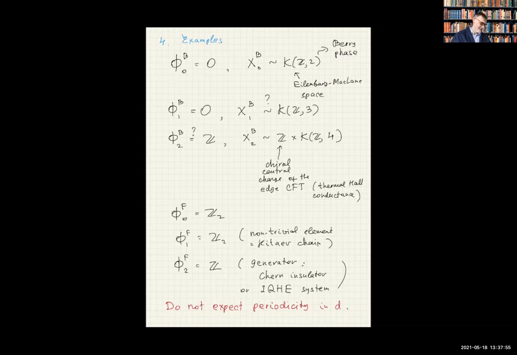In the fermionic case, there's also a Z, but there the generator is known. It's just the Chern insulator with Chern number one, or the integer quantum Hall system. In the bosonic case, nobody has ever properly constructed this E8 phase, which is the generator of this integer. And what is the map between them? Is it multiplication by some integer? By 16, sorry. The charge here is 1/2. In the fermionic case, it's an integer multiple of 1/2. By the way, I should stress that we don't expect periodicity in D. There's no analog of Bott periodicity. That's another prediction of this whole approach.